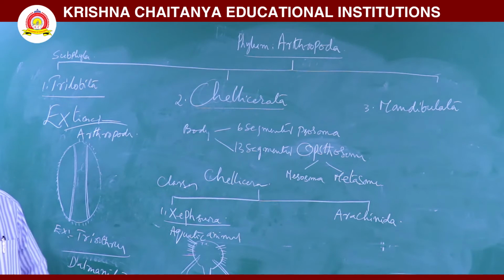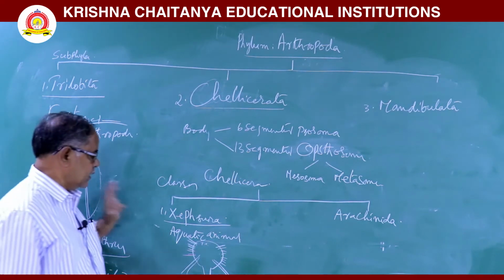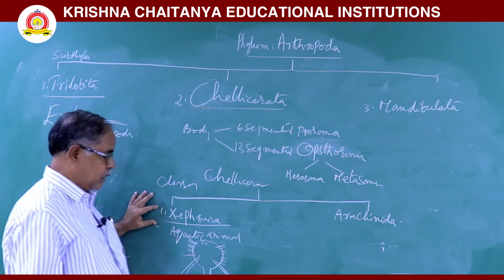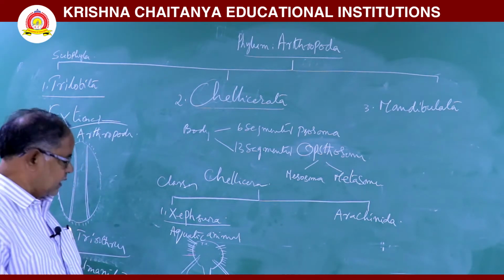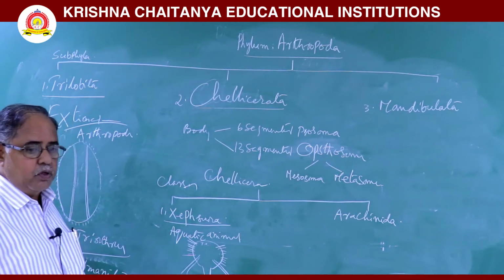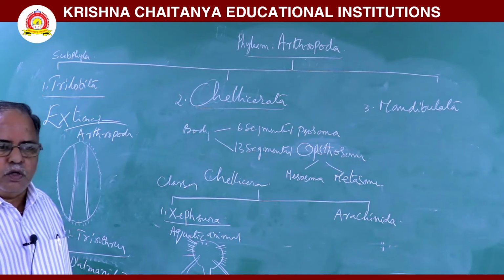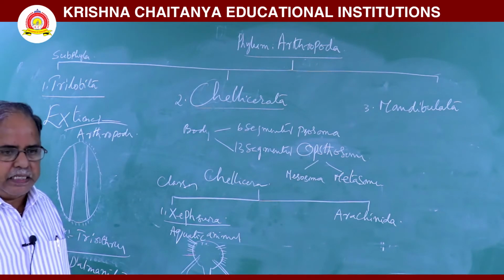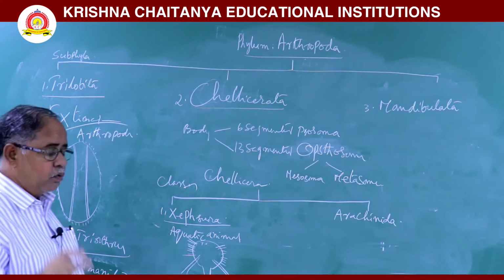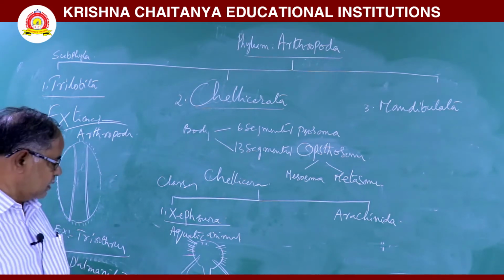During developmental stages, one larva is seen, called the trilobite larva. Then Xiphosura: these are aquatic animals. Some are extinct, some are extant. Only 3 genera are extant. Extinct means they are no more, only fossils are available. Extant means present living animals. In this class, only 3 genera are living at present.